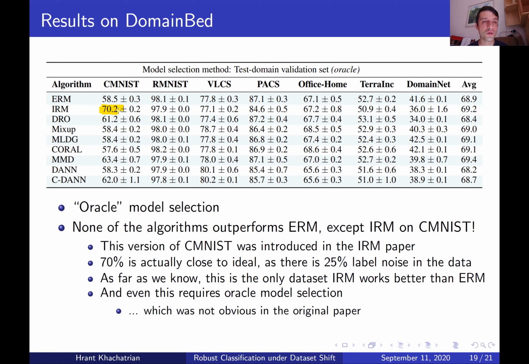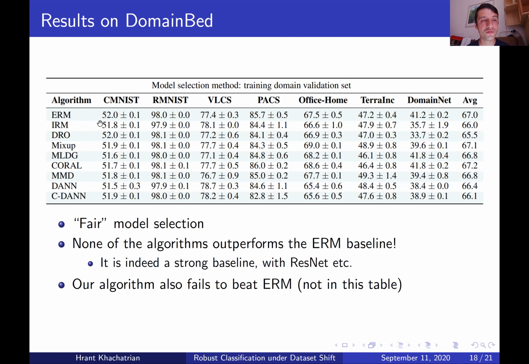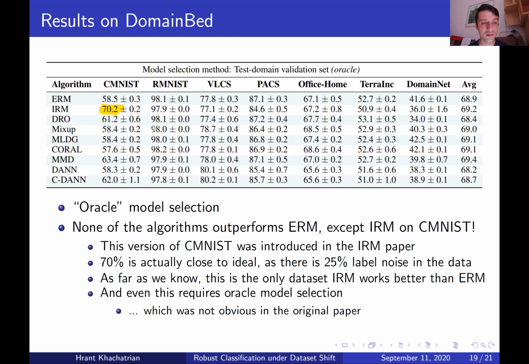But again, it requires some careful early stopping with access to the test domain. Otherwise, it doesn't work, as we have seen here. If we select the model based on the validation set, we end up with 52%, which is bad.